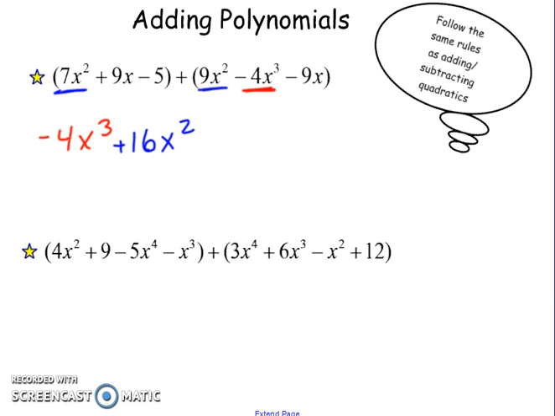Then I have my x terms. So I have a 9x and a negative 9x. So when I combine them, they'll cancel out. And then I'm left with a negative 5 and no other constant. So that's going to be minus 5 at the end. Okay, so there's my answer in standard form. And if I wanted to be fancy, this would be a cubic because the degree is 3. And it's a trinomial.